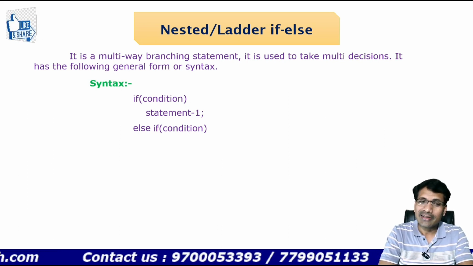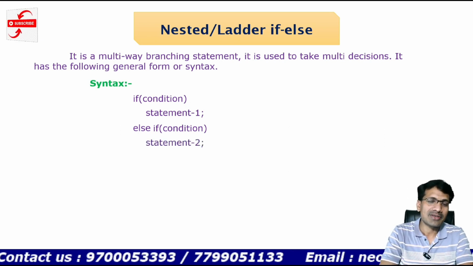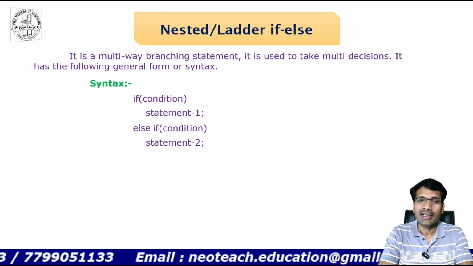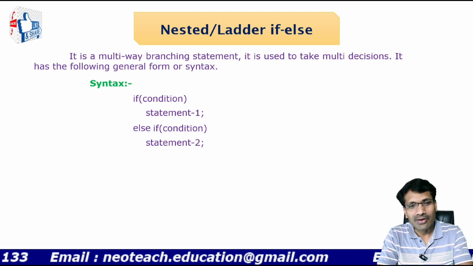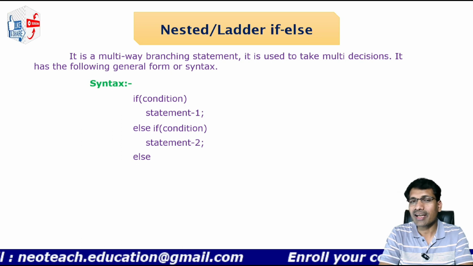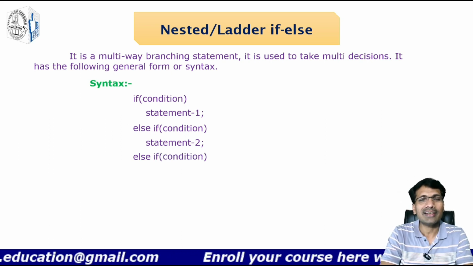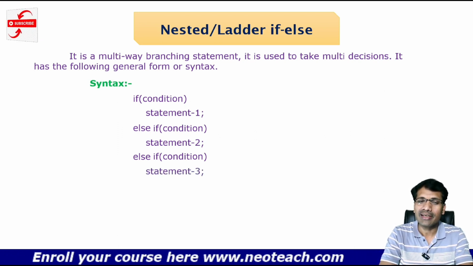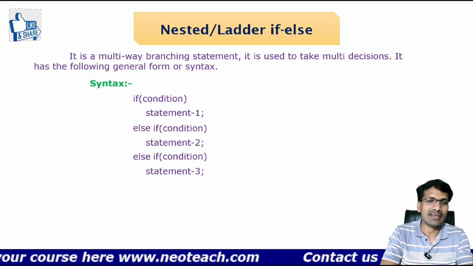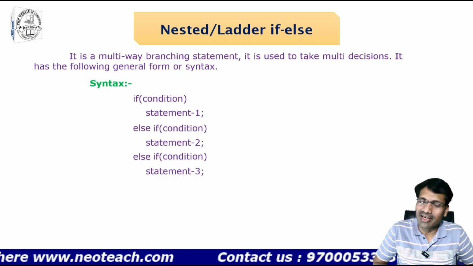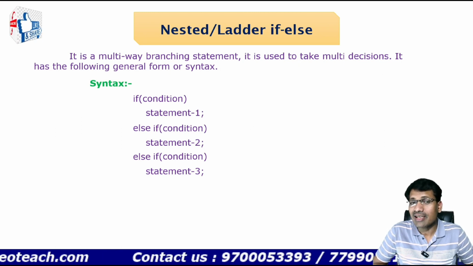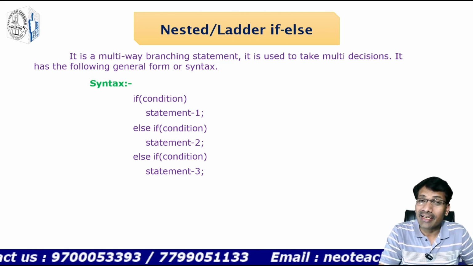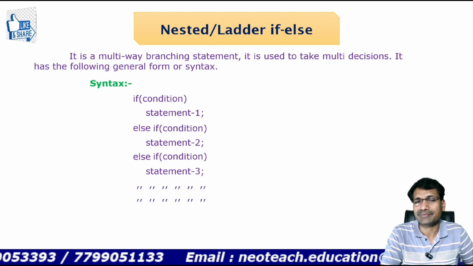In this case, if the condition is true, then statement 2 executes and stops the program. The other part of the program will not be considered. If this condition also fails, we go to another else part. There also we have an if condition. If this condition is true, then statement 3 is going to execute. Otherwise, it will go to the next else part. There also we have a condition. Like this, multiple conditions followed by multiple else parts are there. So n number of conditions we can write like this.